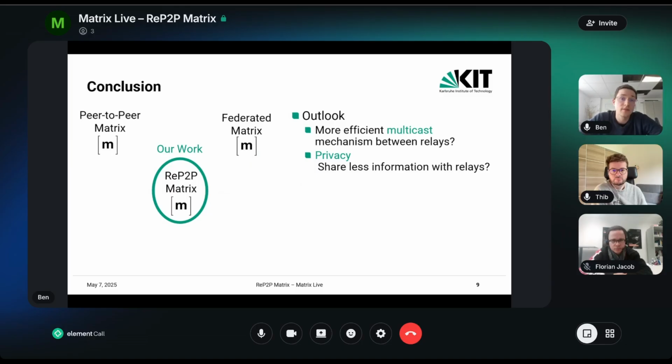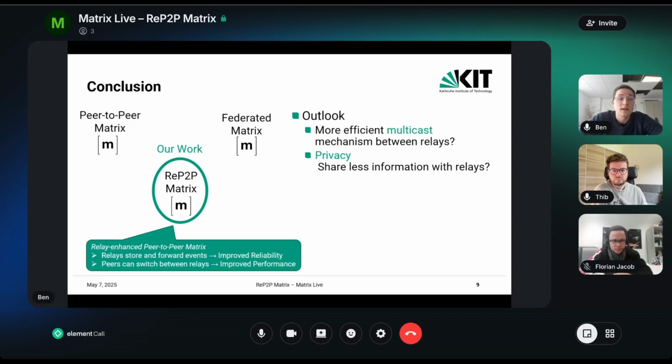So to conclude, we had a look at ReP2P Matrix, which tries to combine the advantages from both peer-to-peer and federated Matrix. Our main difference is that relays can store and forward events, so they improve reliability, and peers can also switch between relays, which means improved performance. Possible future research ideas could be more efficient multicast mechanisms between relays, or more privacy-preserving mechanisms. So we could try to share less information with the relays.